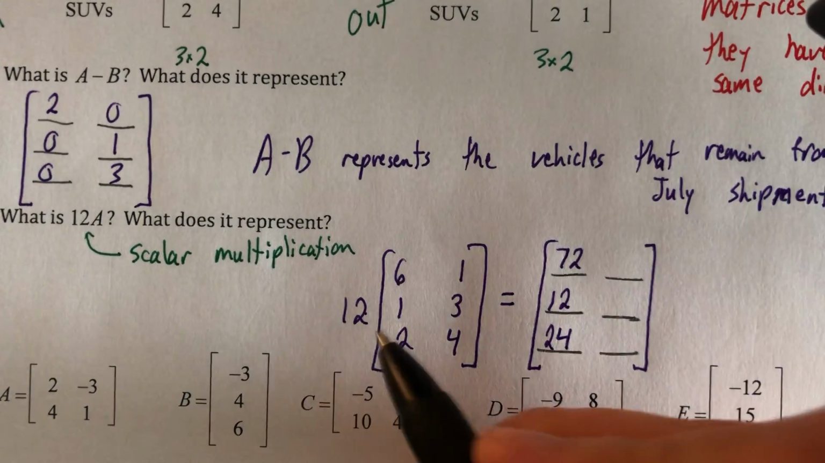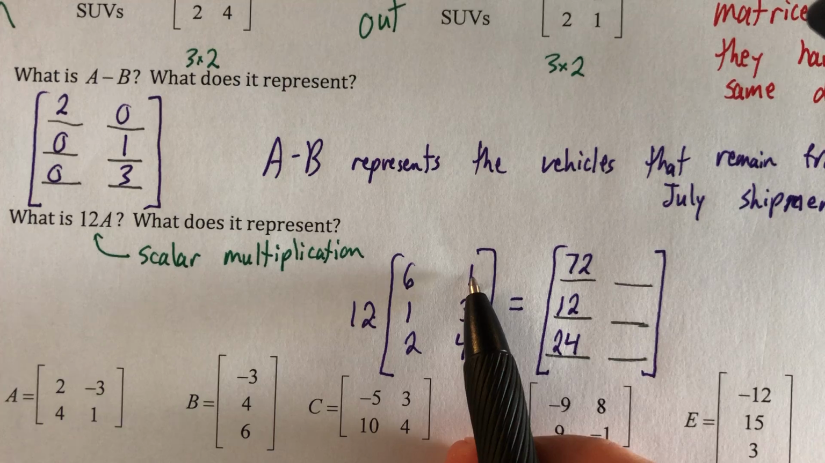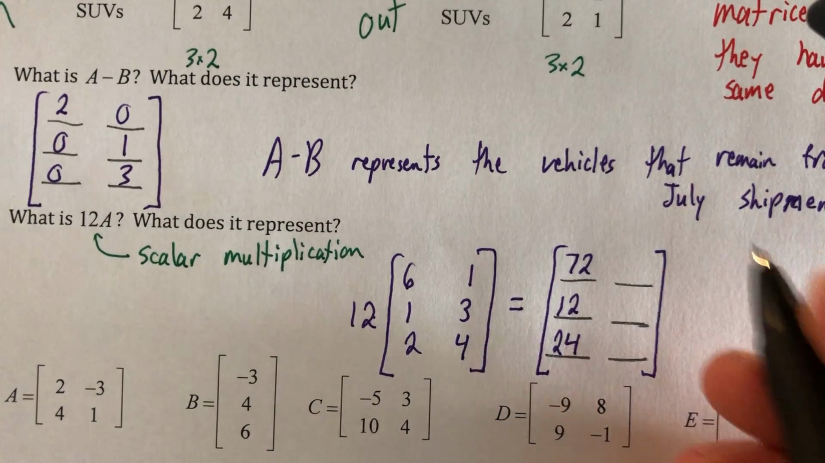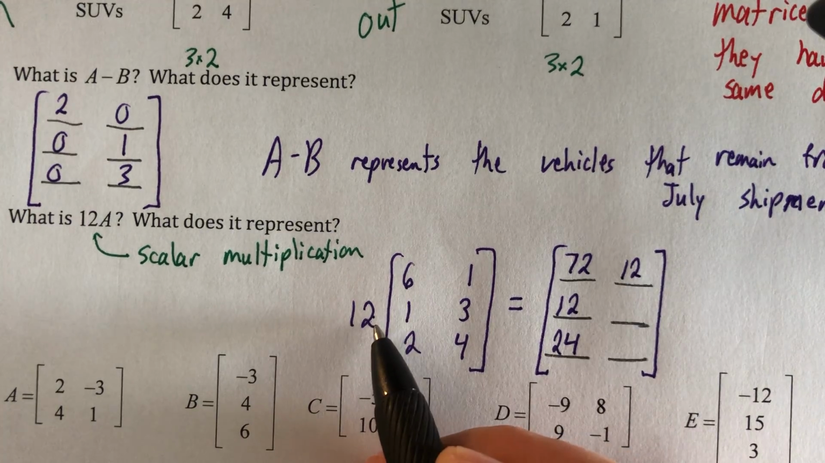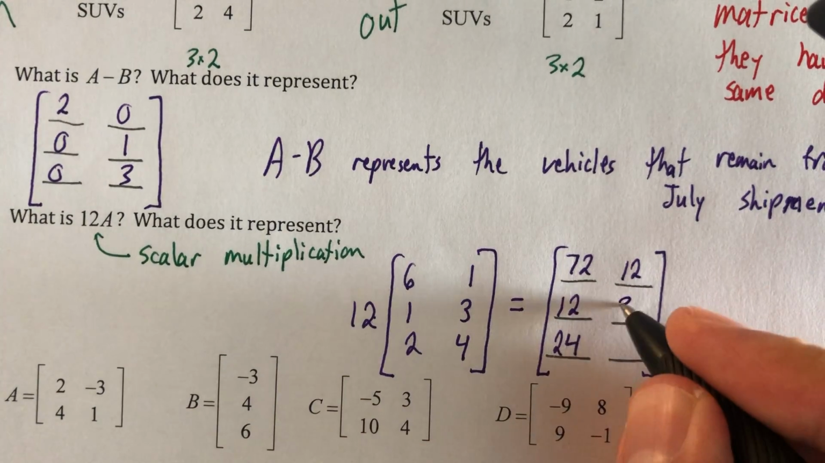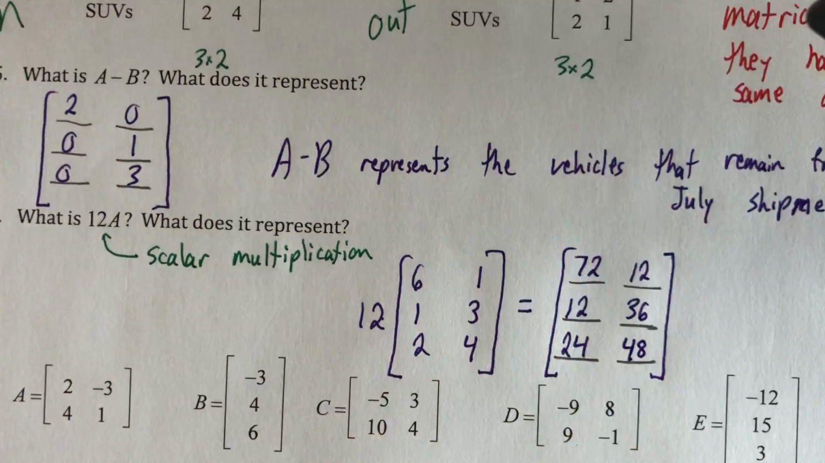That's it. 12 times 1. Now, again, 12 times 1. This 1 was in the top right, so put your answer in the top right. It's 12. 12 times 3 is 36. That was in the far right in the middle, so put it in the far right in the middle. 12 times 4 is 48.